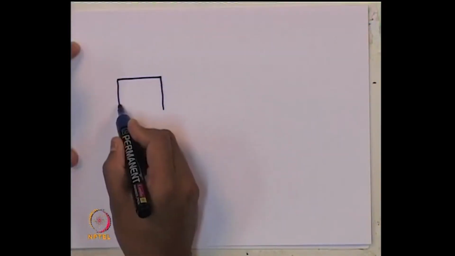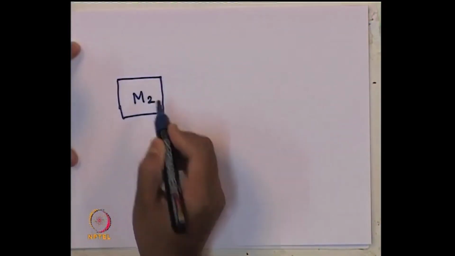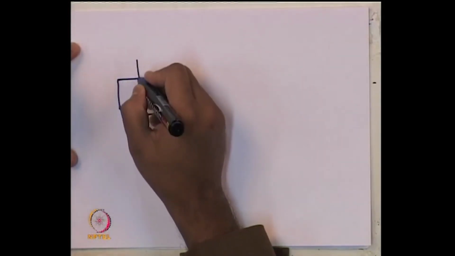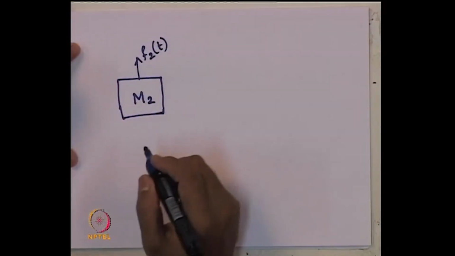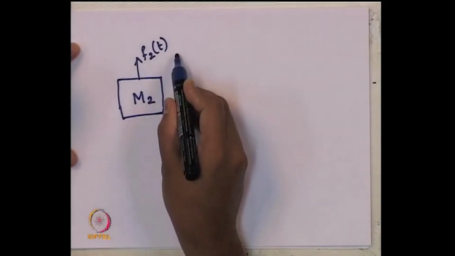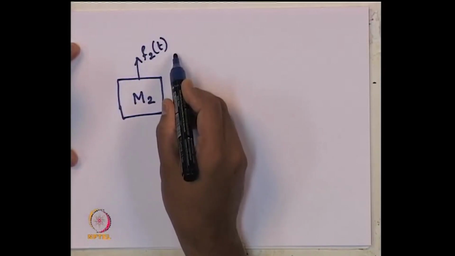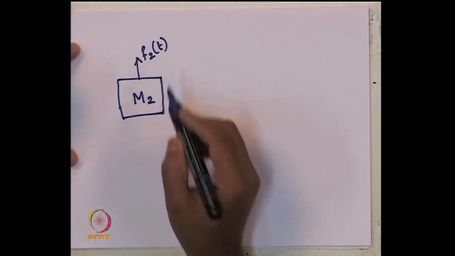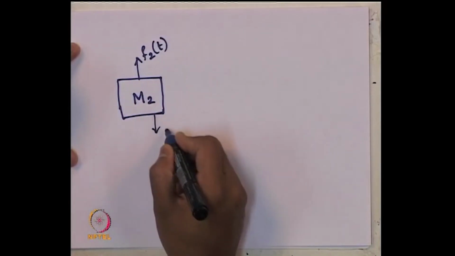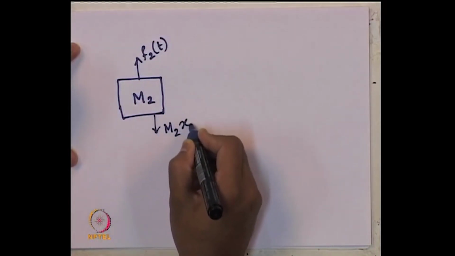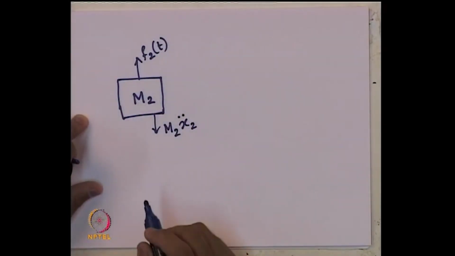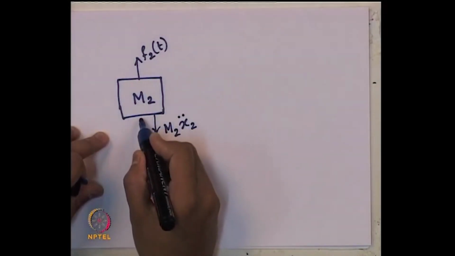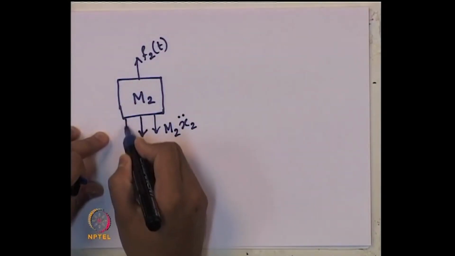Now, if we want to draw the free body diagram of the second mass m2, what should it be? For m2, it is subjected to externally applied dynamic load F2(t). Now, x2 is in this direction at one particular instant of time, vertically upward we have taken. So, inertia force will be m2 x2 double dot in this direction. And what are the spring forces? This spring force and this damper force.